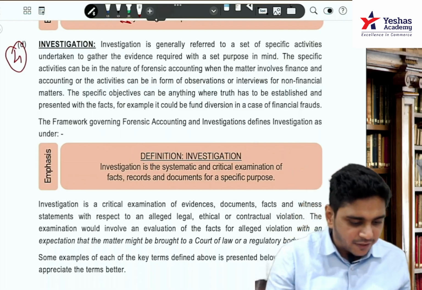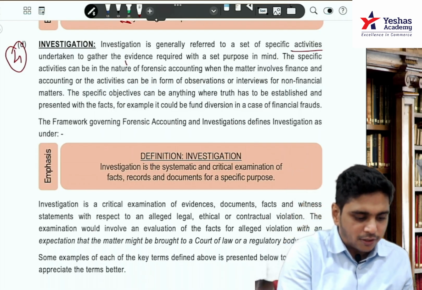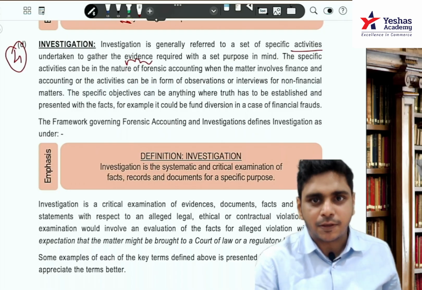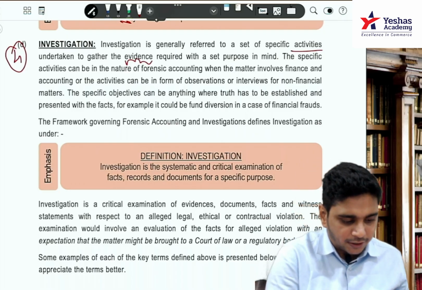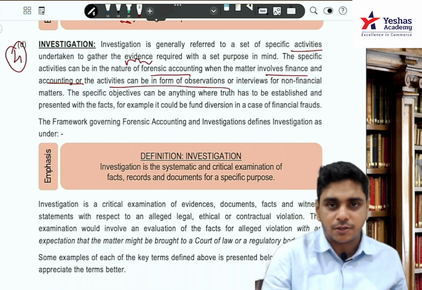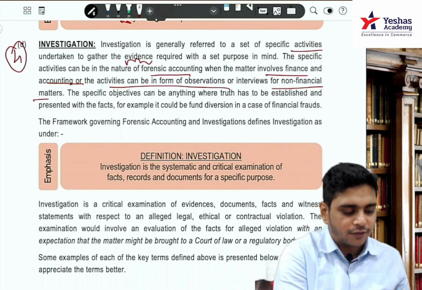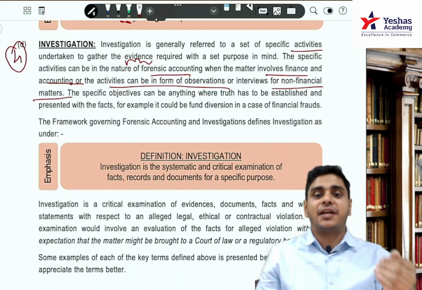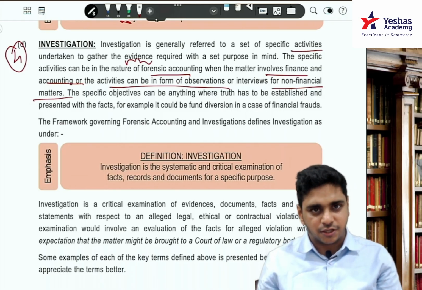So it is a specific activity to gather what? Evidence. To collect evidence required with the set purpose in the mind. The activities could be in the nature of forensic accounting when the matter involves financial accounting, or in the form of observation when the matter involves non-financial matters. So observing, interviewing, all those are part of investigative activities. Those are called as investigation.